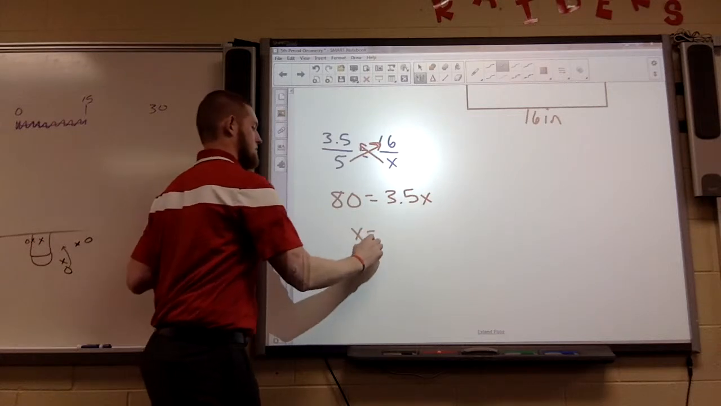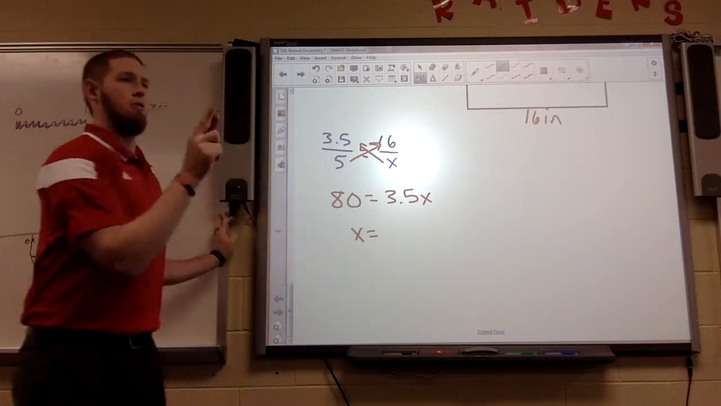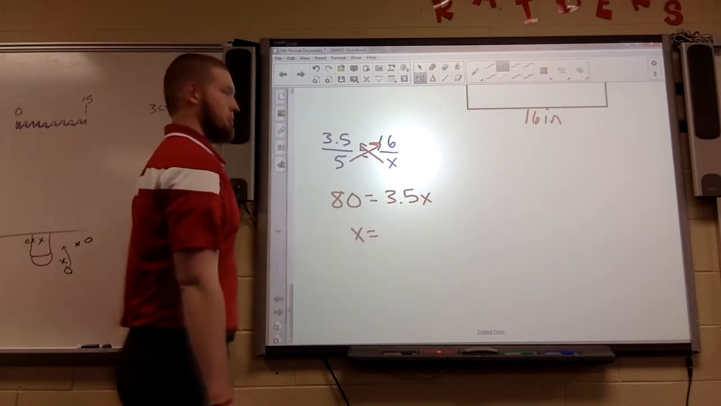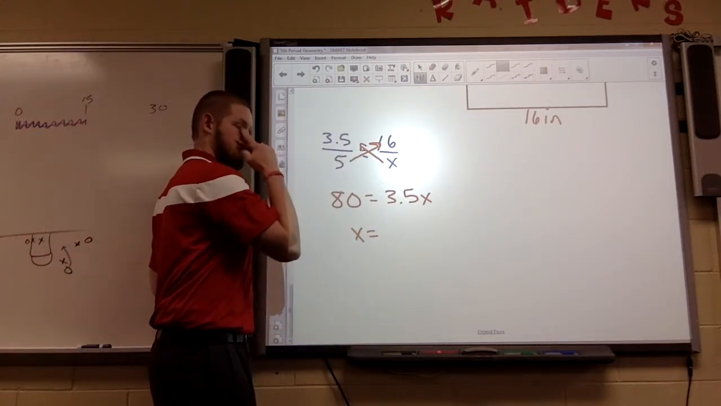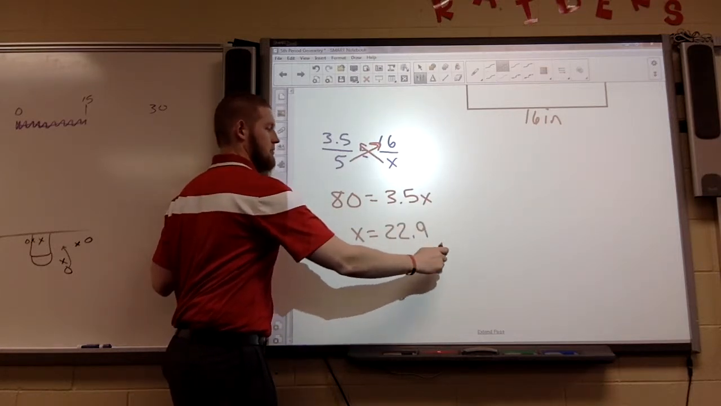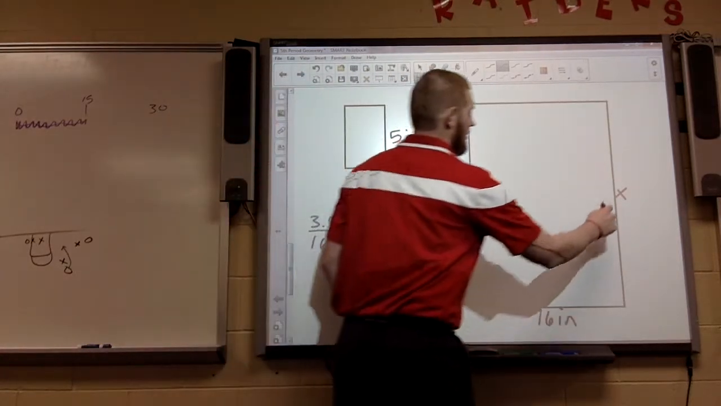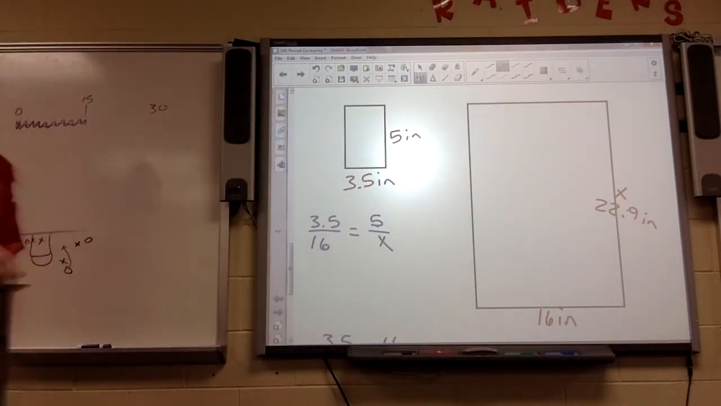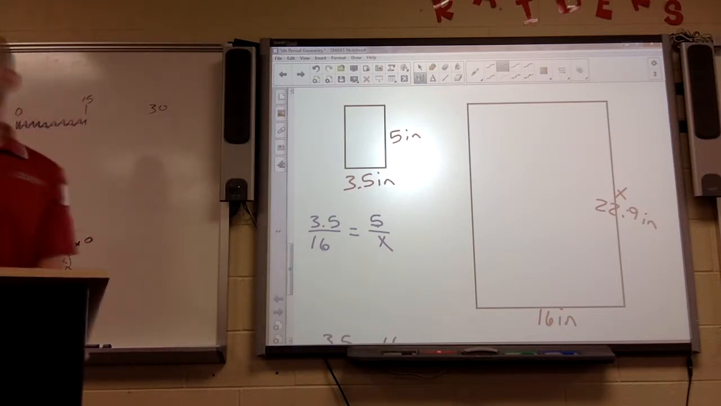What does x equal? Now, don't leave a decimal in there. This is 3.5 right here. What's 80 divided by 3.5? If I started with a decimal, can I end with a decimal? Yes, that's okay. How do you want me to round it? Nearest tenth. 22.9. What's my label? Inches. Good. So my length over here is 22.9 inches. Remember, if you start with a decimal, you can end with a decimal. That's okay. Questions so far? I don't think the lesson's too crazy hard. You just got to be careful with some of the wording.